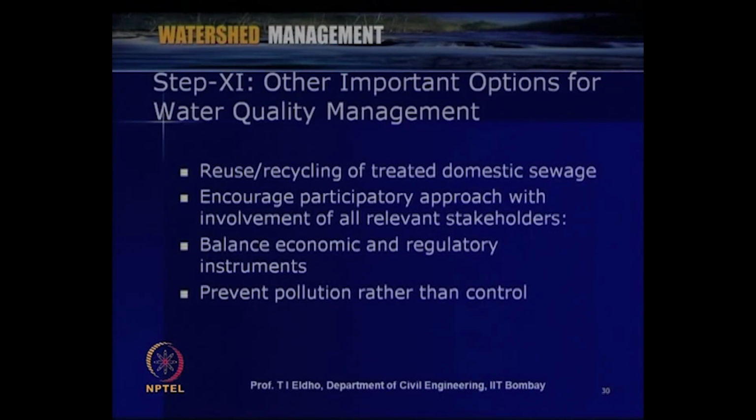Then encourage a participatory approach with involvement of all relevant stakeholders. Then balance economic and regulatory instruments. Then prevent pollution rather than control. So, the main motto should be to reduce or prevent the pollution. When we deal with water quality management, in our environmental guidelines or water quality guidelines, the main motto is to prevent the pollution rather than controlling it. Once polluted, remediation is very difficult.